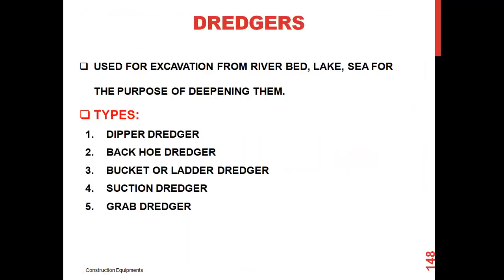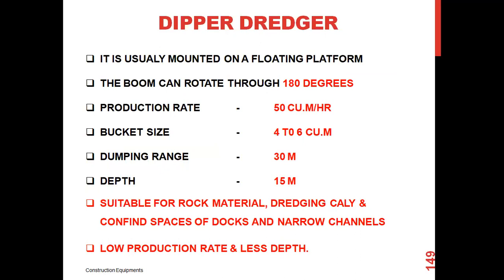Dredging equipment. These are used for excavation from riverbeds, lakes and seas for the purpose of deepening them. The types are dipper dredger, backhoe dredger, bucket or ladder dredger, suction dredger, and grab dredger. The dipper dredger is usually mounted on a floating platform, and the boom can rotate through 180 degrees. Production rate is 50 cubic meters per hour. The bucket size is 4 to 6 cubic meters.